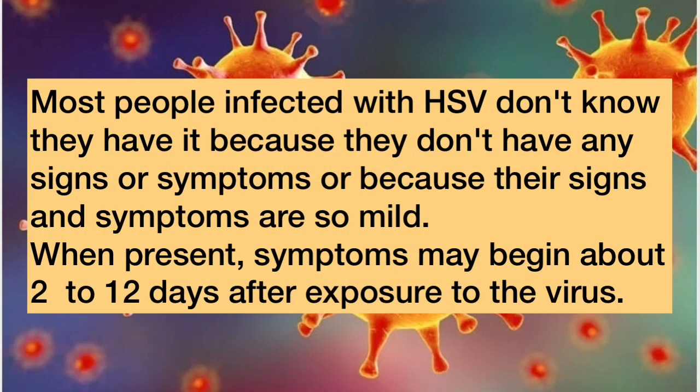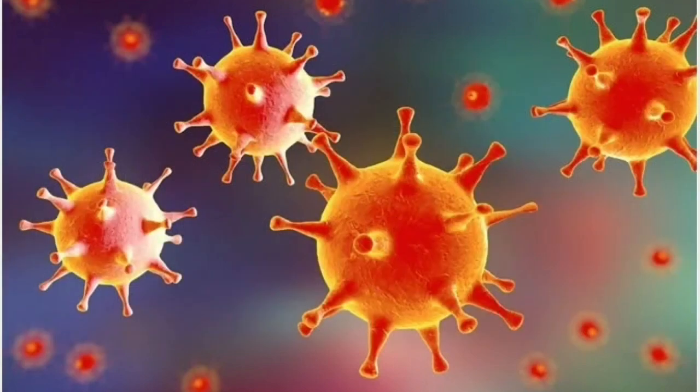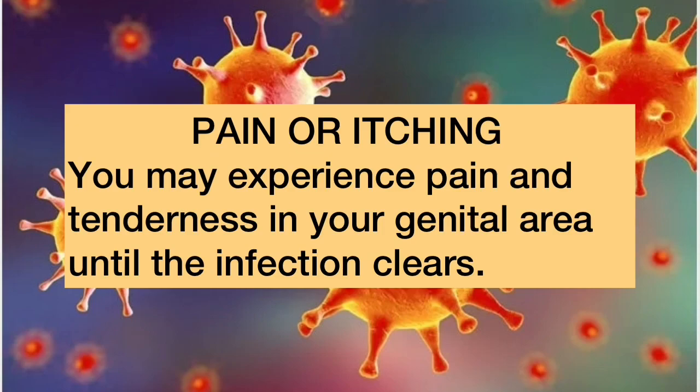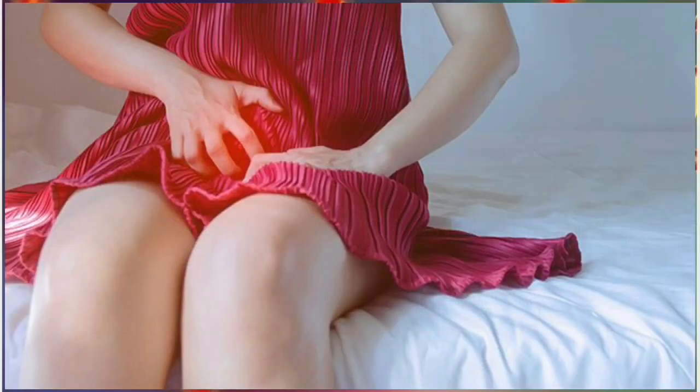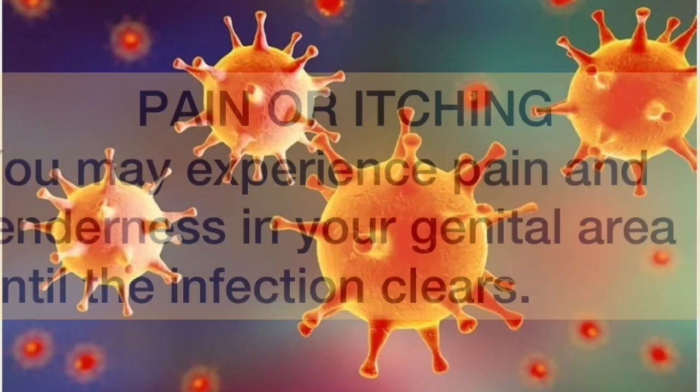Most people infected with herpes simplex virus don't know they have it because they don't have any signs or symptoms, or because their signs and symptoms are so mild. When present, symptoms may begin about 2 to 12 days after exposure to the virus. If you experience symptoms of genital herpes, they may include pain or itching. You may experience pain and tenderness in your genital area until the infection clears.